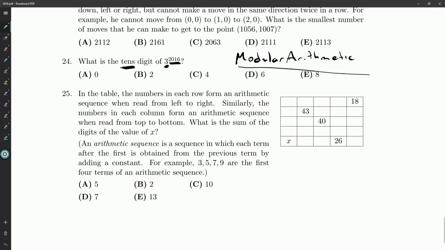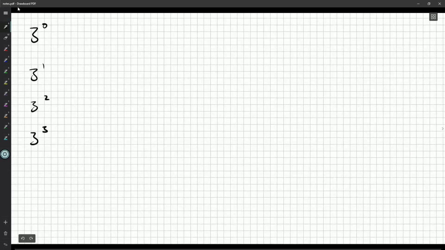But we're looking for the tens digit. We have our 5 options, but let's dive in and see what patterns we can see. So I'll start with a few and see if we can notice anything. So the first few. So 3 to the 0, I have it included here. Now, 3 to the 0 is 1, but since we're interested in the tens digit, I'm going to write 0, 1. I'm just going to keep the last 2 digits. If you do know modular arithmetic, I'm working mod 100 to get just the last 2 digits.